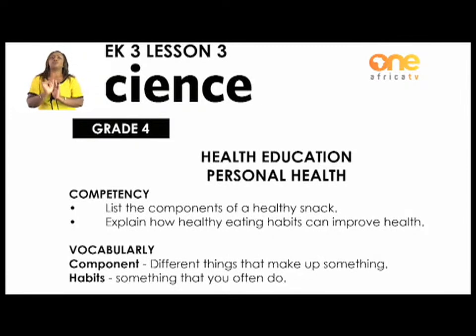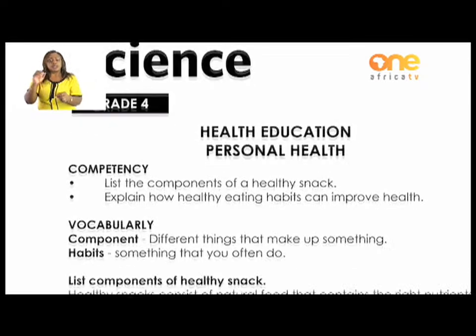Before we start with the lesson, we need to understand some words that we will use during the lesson. The first word is component. What is a component? A component simply means the different things that make up something, and a habit is something that you often do.